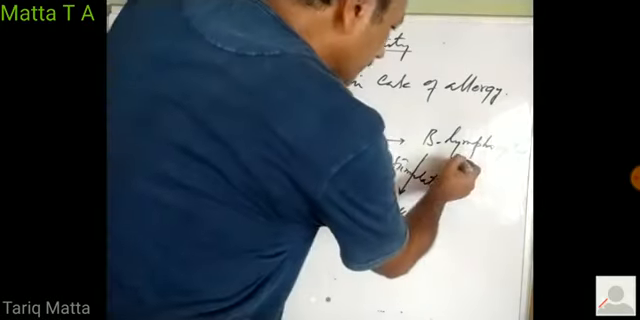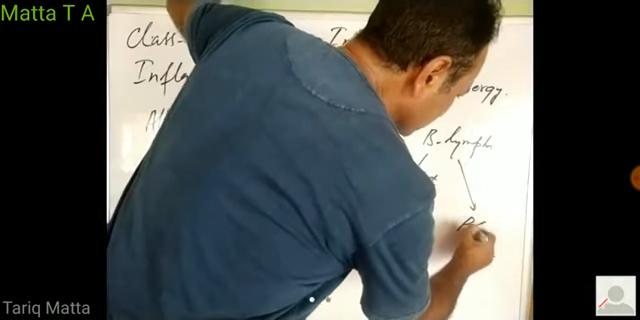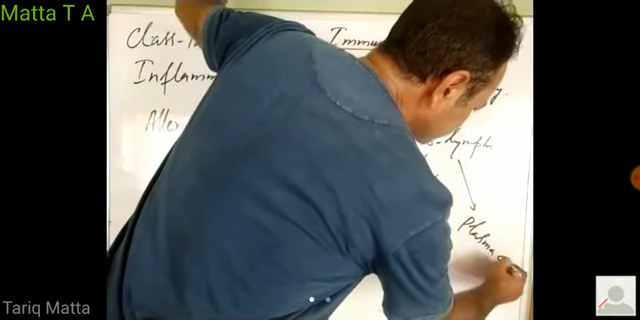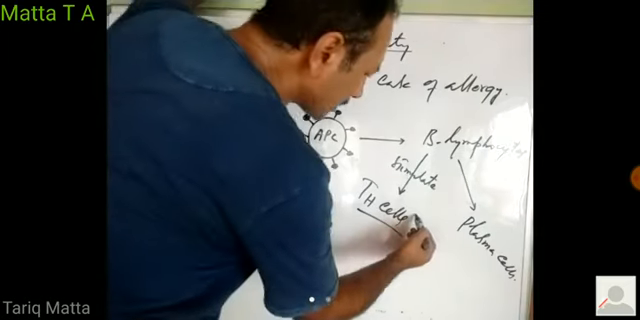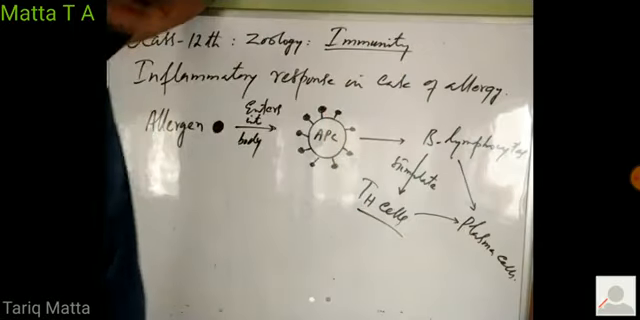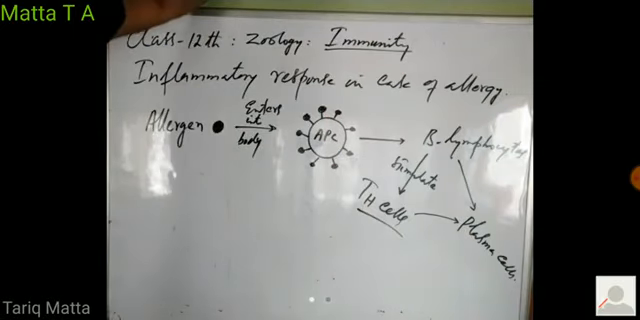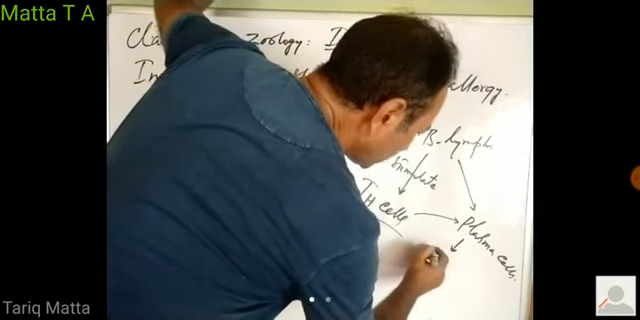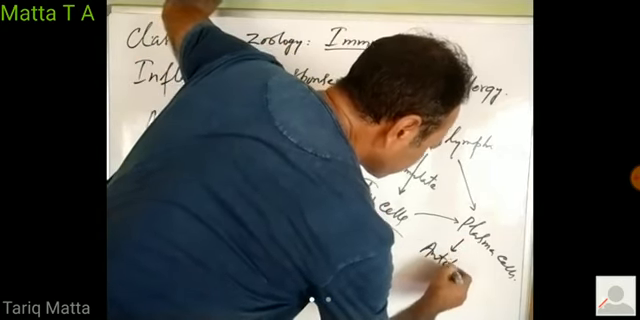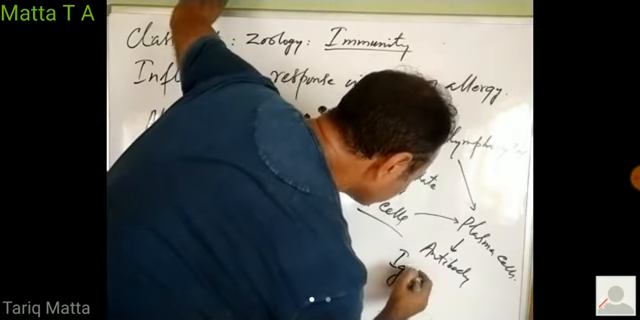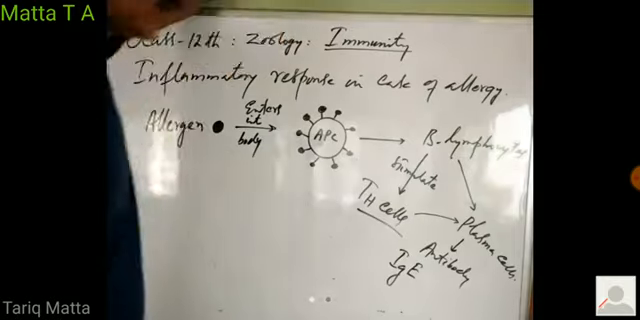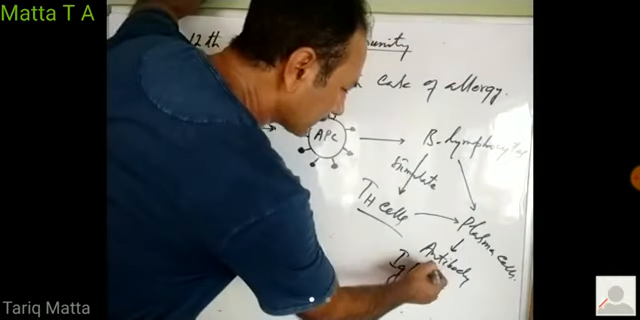And B lymphocytes also form plasma cells. B lymphocytes divide and they form plasma cells. Then helper T cells also stimulate the plasma cells to form an antibody known as immunoglobulin E.